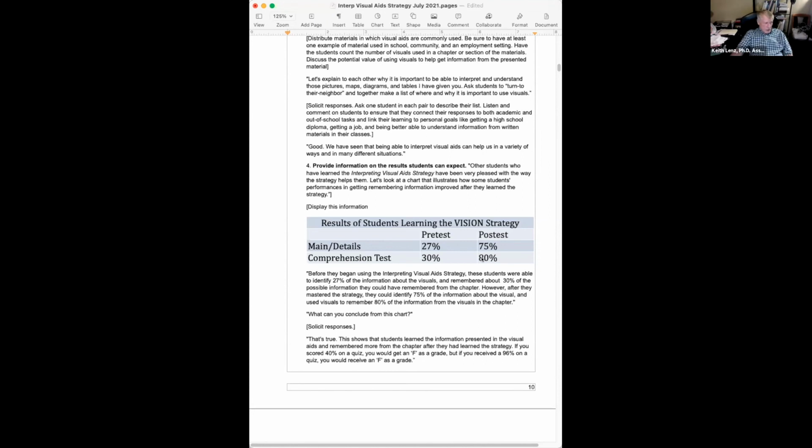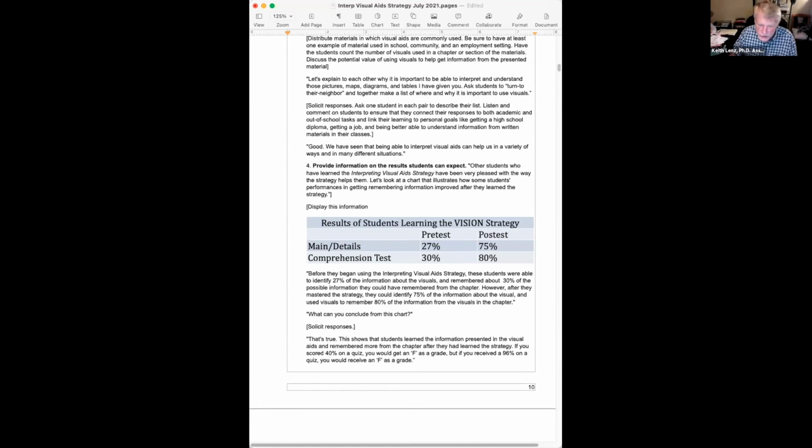In this particular study, this was just data from the actual classroom activities. But we also gave the subtest of the Iowa Test of Basic Skills, and they scored about 40% higher than the control group on being able to interpret visual aids. So we know that the strategy is powerful.